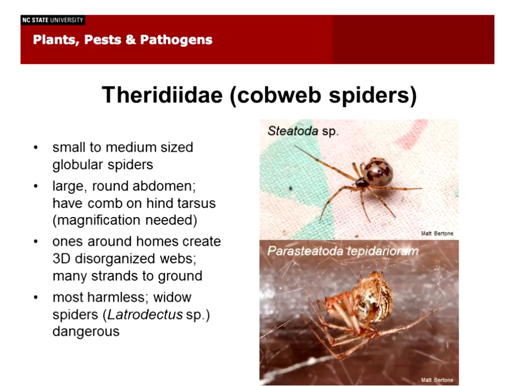Also under microscopic view, you can see the hind tarsus, so this part of the hind leg actually has this large comb-like structure, these large setae that are used to make the web, fray the web and manipulate the web when the silk is coming out of the spinnerets. The ones around homes, although the family has the highest diversity of web types of all spiders, typically create these very, very disorganized three-dimensional webs, usually with strands down to the ground. And they'll sit in the center.